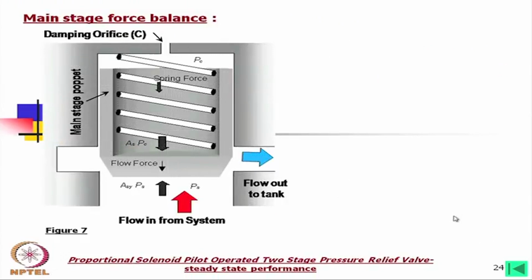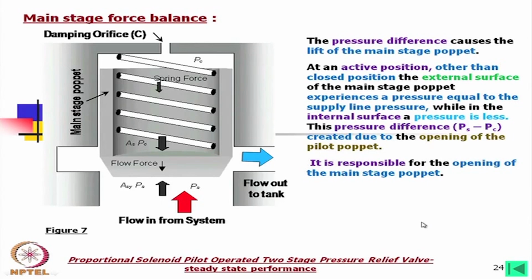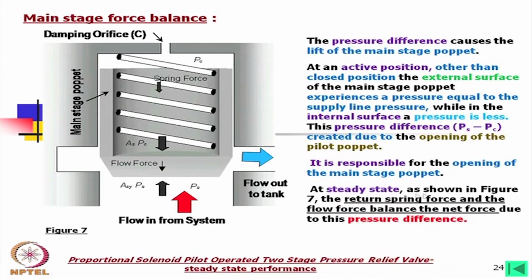Now, the main stage force balance will be like this. Here the oil is coming in. Only if there is a flow will there be a pressure drop. So, we can calculate what the pressure drop will be here. Very quickly I am showing this. The return spring force and the flow force balance the net force due to the pressure difference.